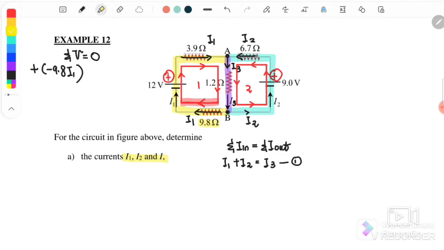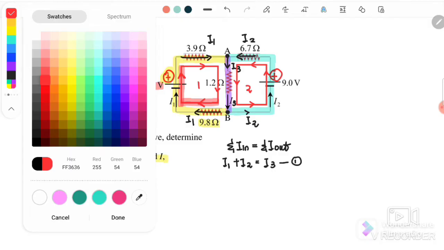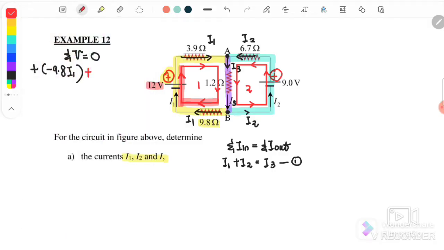Okay, next we continue to move. We'll move upward, and then we will pass through a 12 volt EMF. It's actually a potential rise because the direction of the loop comes out from the positive terminal, so we substitute in positive 12.